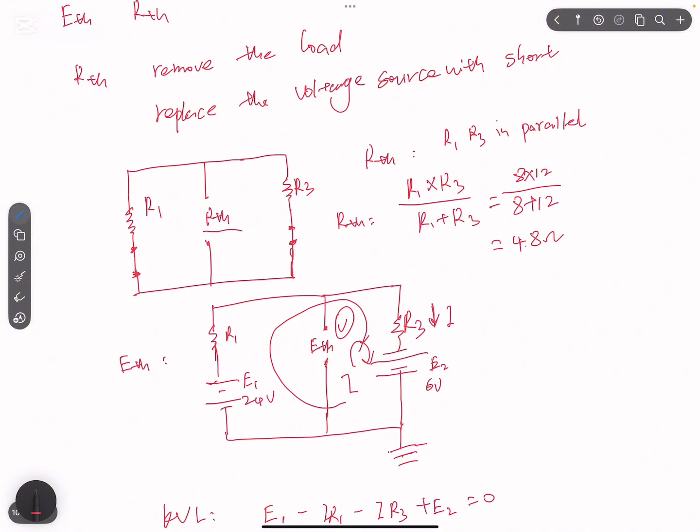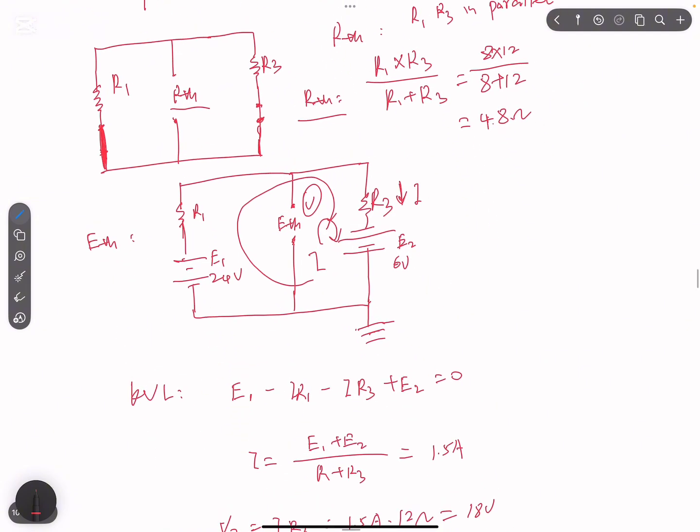So first we need to find the RTH by replacing the power source with a short and removing the load. Then these two resistors are in parallel. Then we need to calculate the parallel resistance. After that, we remove the load and put the power source back. Then we have one loop here. This is our zero reference. So there's only one loop here, so we can find the current. After we find the current, we can find the voltage drop for R3. Then we can find ETH by using KVL, if we just look at this loop.